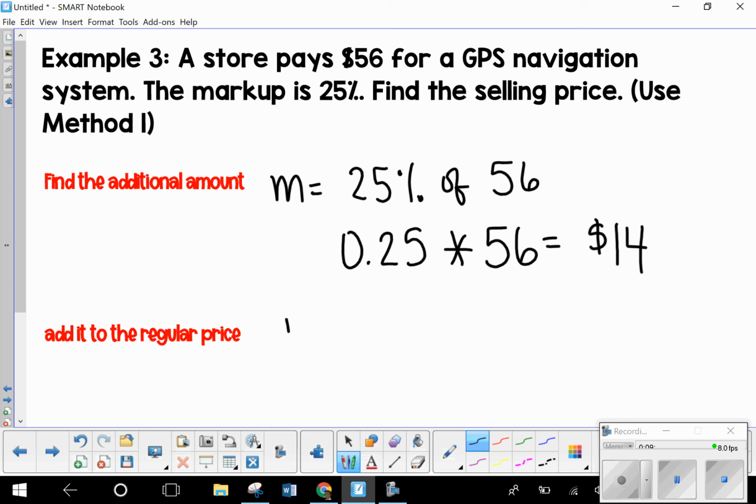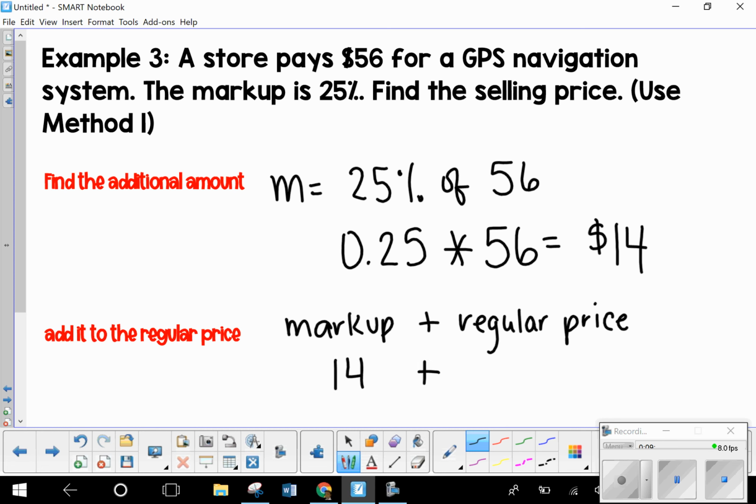So now we want to take our markup, add it to our regular price. So we have $14 plus our $56. So that means that the store is going to charge $70 for the GPS navigation system to its customers when they only paid $56.